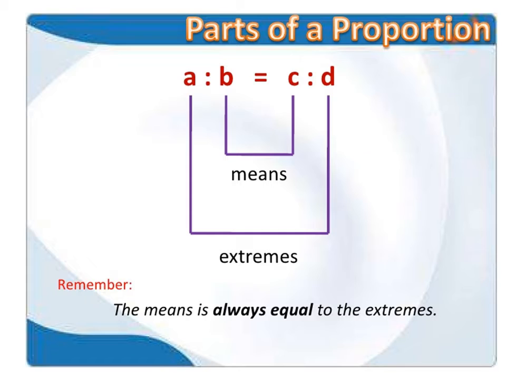Now, parts of a proportion. If A ratio B is equal to C ratio D, then B and C are the means, and A and D are called extremes. Remember, the product of means is always equal to the product of extremes.